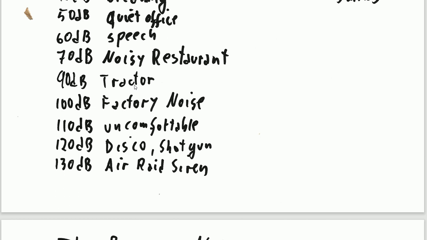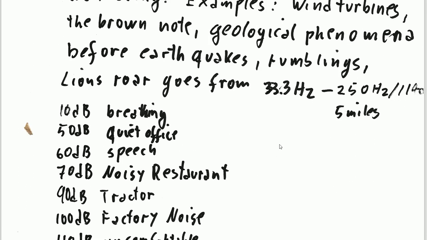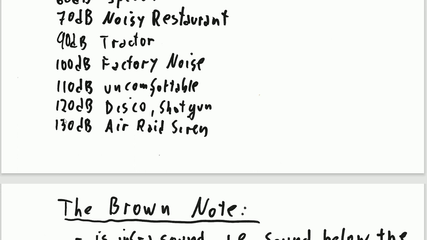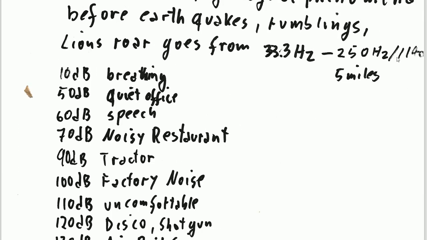So at 110 decibels, it's uncomfortable, and that's pretty much where we find our lion's roar at 114 decibels. And then 120 decibels is a disco or shotgun, just to give you the idea. So that's very, very loud. I know what a shotgun sounds like, and you're advised to have hearing protection. And 130 decibels is an air raid siren, and it doesn't take a long time. It becomes very, very painful to the ear. A lion's roar, 114 decibels.